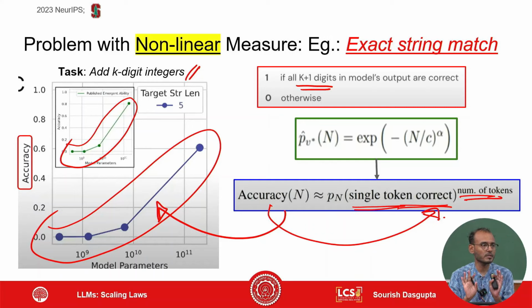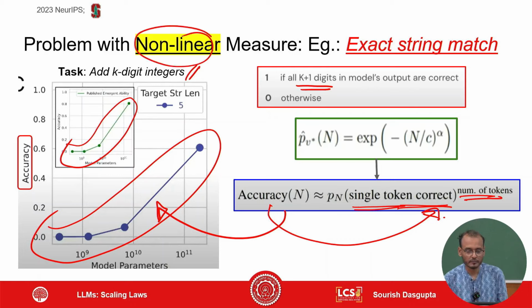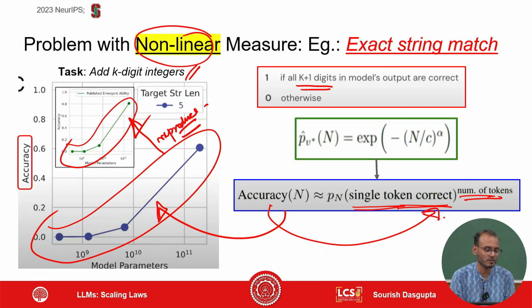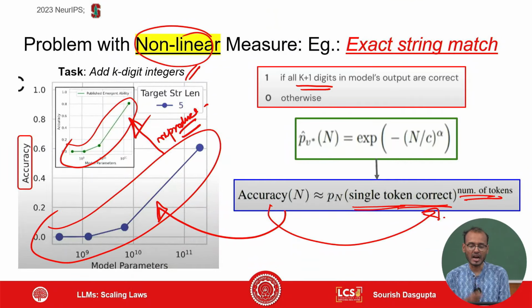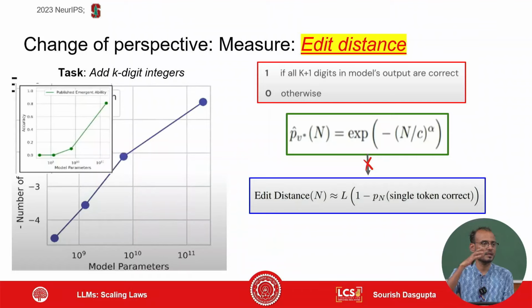So they came up with this idea that if I actually take the accuracy to be something which is non-linear, then I can reproduce the result, right? That's what they said. Then what they did was they said, okay, I am no more interested in exact string match. Let me do something like an edit distance, something like Levenshtein or another kind of edit distance. Let me just change the perspective.